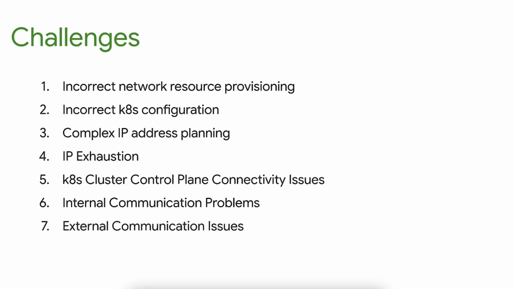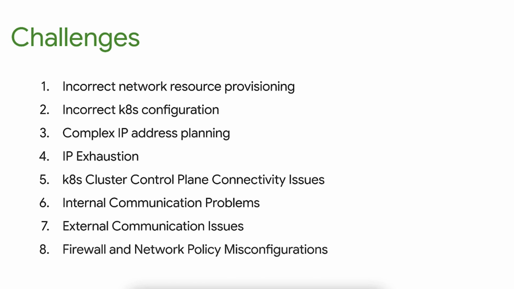External communication issues. Pods might struggle to access external resources due to misconfigured NAT or incorrect firewall rules. Services exposed via Kubernetes load balancers may become inaccessible from outside the cluster, affecting user access and functionality. Firewall and network policy misconfigurations. Incorrectly set firewall rules or network policies can inadvertently block legitimate traffic. This leads to connectivity issues between pods or prevents access to necessary external services.